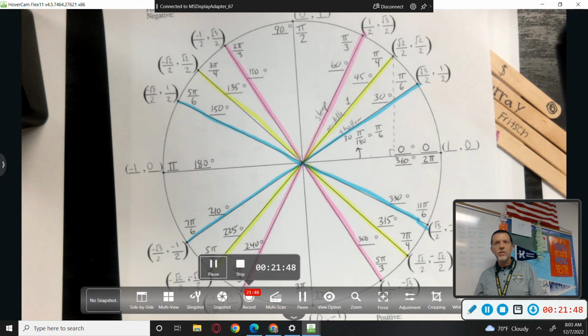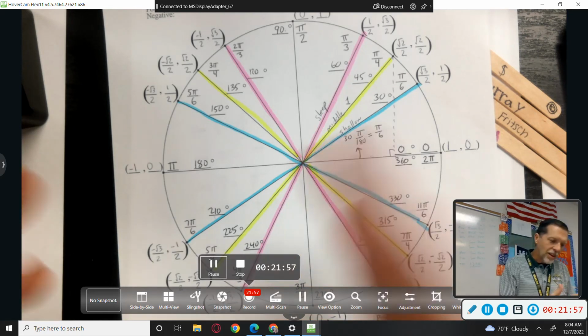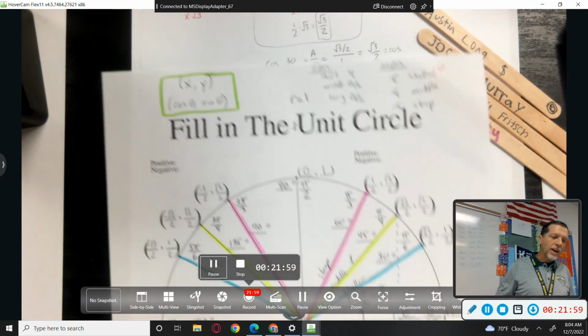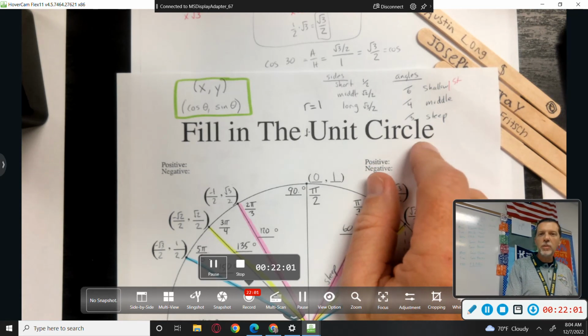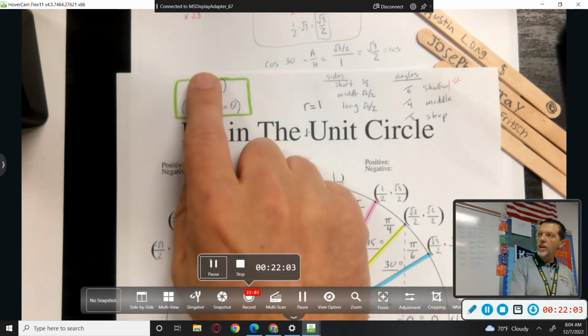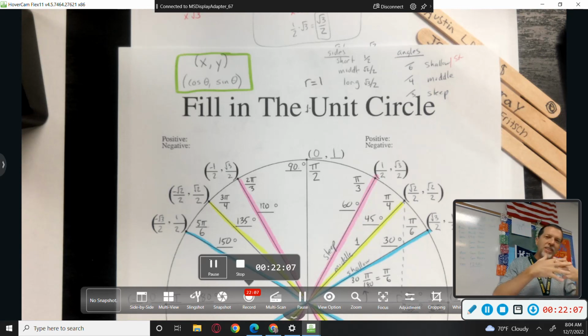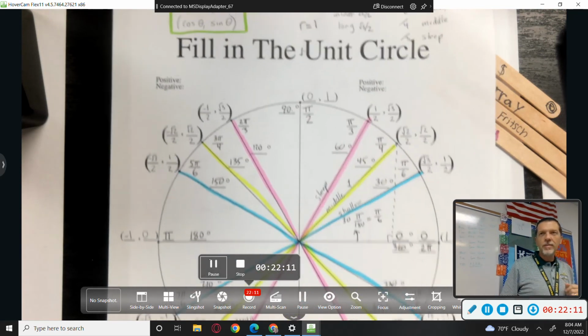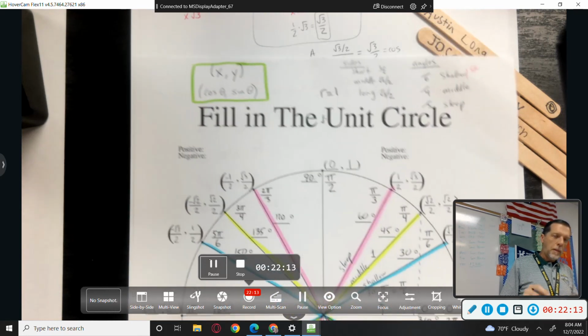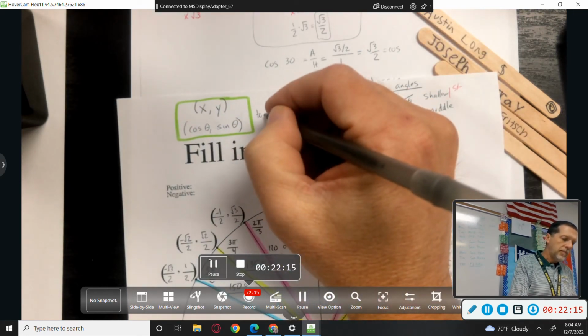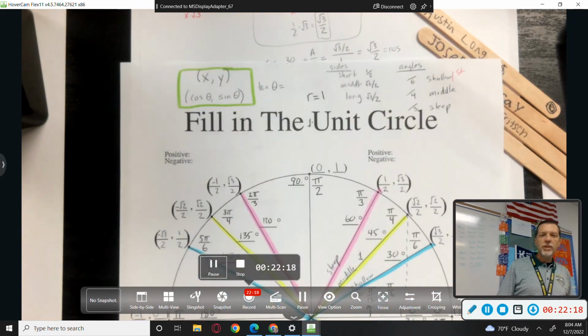So, no homework today, other than at some point today, in another class, whatever, 3 minutes, pull it out, start looking at things and reminding yourself about shallow, middle, steep, short, middle, long, cosine goes with x, sine goes with y. It's a lot to fit together. The good news is we've almost finished the unit circle. Tomorrow we'll talk about what tangent is, how to find that.